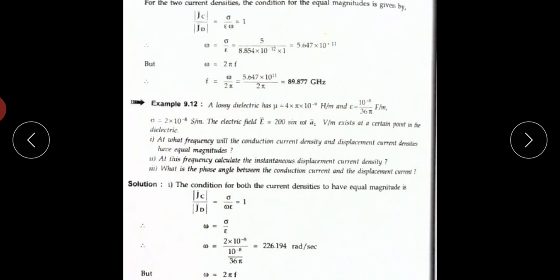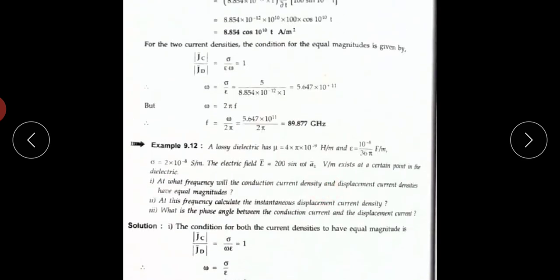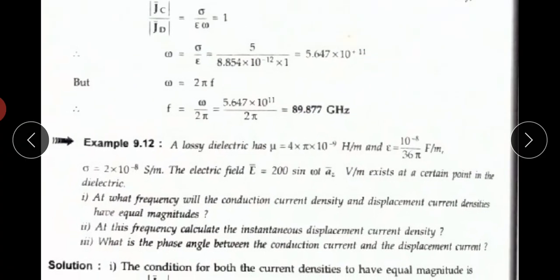So by using this formula, we can first find the omega value. Next, by using the relation omega equals 2 pi f, we can find the frequency. So here frequency equals 89.877 gigahertz.